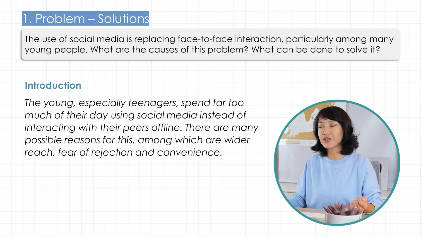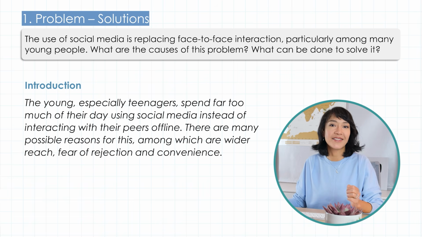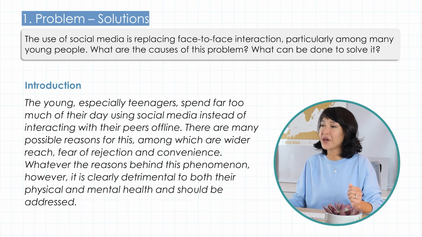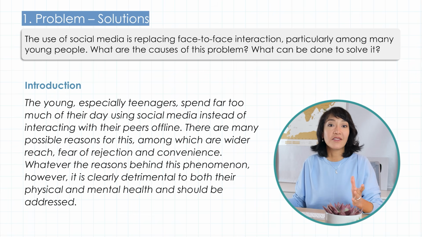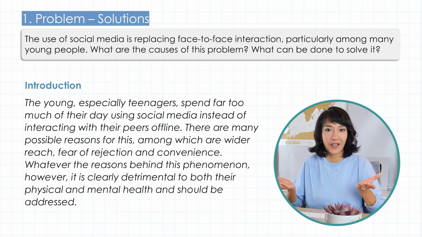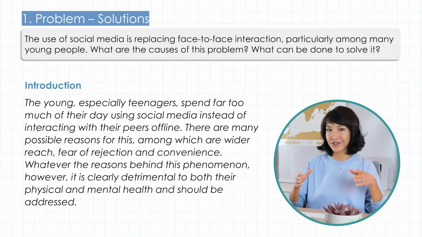"There are many possible reasons for this, among which are wider reach, fear of rejection, and convenience." The second sentence gives several reasons, but there are no details, no examples. "Whatever the reasons behind this phenomenon, however, it is clearly detrimental to both their physical and mental health and should be addressed." Here, we just mentioned that the problem should be dealt with, or our solutions.